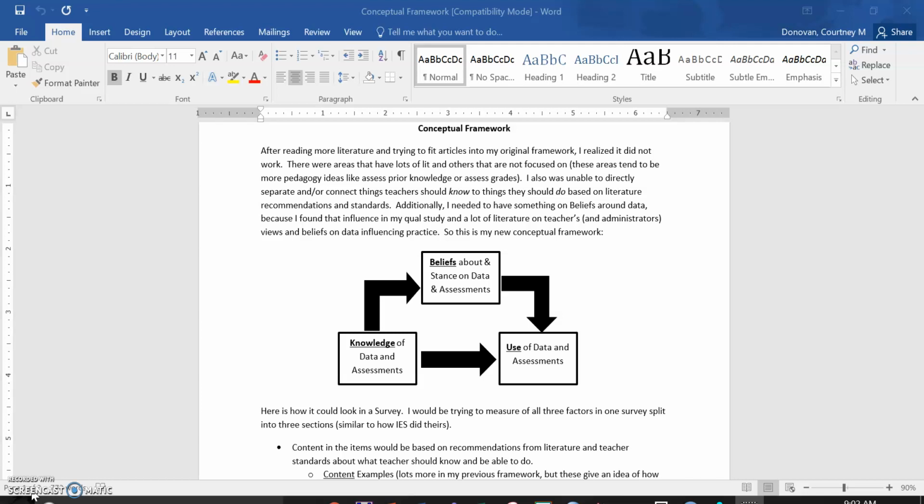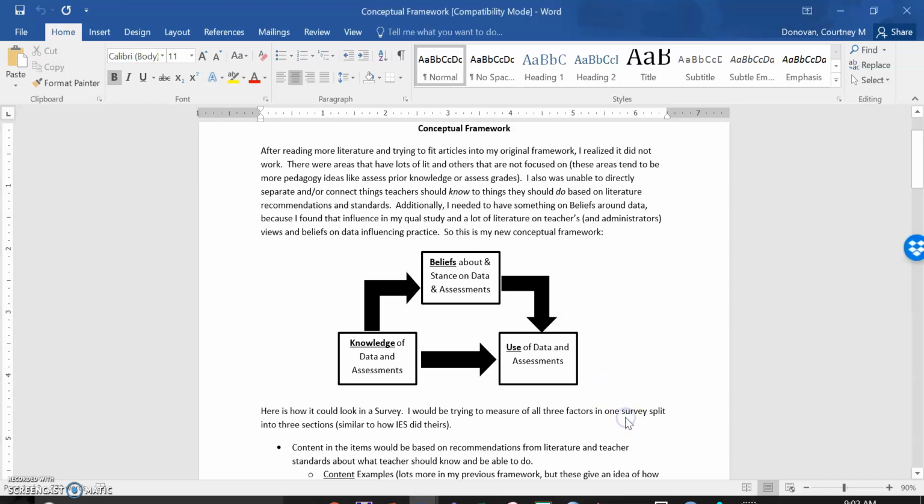So I'm going to tell you the story of my conceptual framework so that you can hopefully understand how they're created, but also how they change. So just reading this first sentence, apparently I had a whole conceptual framework before this one that I don't even remember. But this is the one that I pitched originally to my committee, that your knowledge of data and assessment predicts your use, or influences at least, your use of data and assessments, right? The more you know, the more you use. But that is influenced and impacted by your beliefs about what data and assessments are and what they're good for.